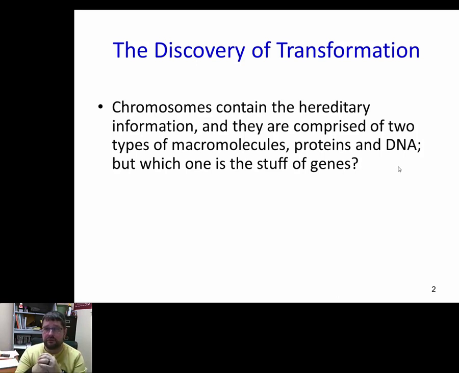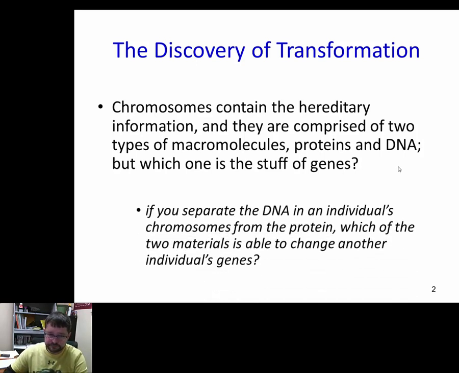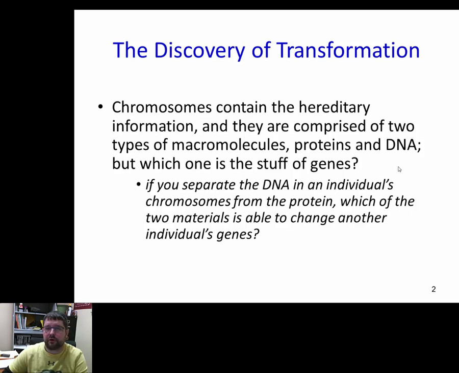But we didn't know, at least in the early 1900s, which one was the material of inheritance. Are you inheriting the proteins? Or are you inheriting the DNA? So what are genes made of? That's one of the big questions of the early 1900s: can we devise an experiment to figure out if DNA is the material of genes, or if proteins are the material of genes?